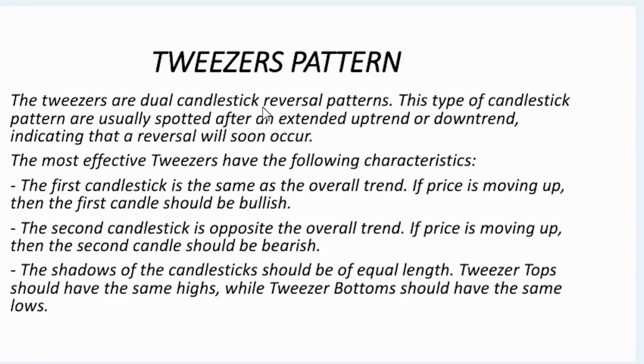The tweezer patterns are dual candlestick reversal patterns. This type of candlestick pattern is usually spotted after an extended uptrend or downtrend, indicating that a reversal will soon occur. The most effective tweezers have the following characteristics. The first candlestick is the same as the overall trend. If price is moving up, then the first candlestick should be bullish. The second candlestick is opposite the overall trend. If price is moving up, then the second candlestick should be bearish. The shadows of the candlesticks should be of equal length. Tweezers top should have the same high, while tweezers bottom should have the same low.